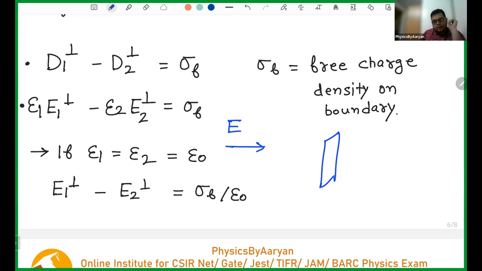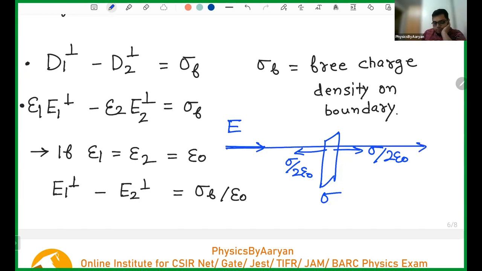But now let's say I have this charge sigma. So this sigma will produce sigma by 2 epsilon naught on this side and sigma by 2 epsilon naught on this side. And the electric field was coming throughout. So on the left hand side, your electric field is E minus sigma by 2 epsilon naught. And on the right hand side, your electric field is E plus sigma by 2 epsilon naught.